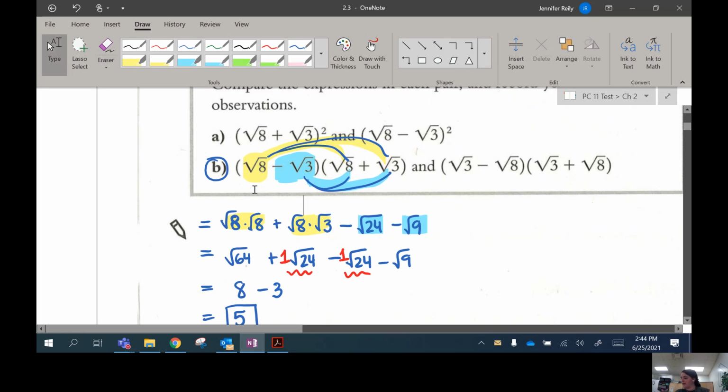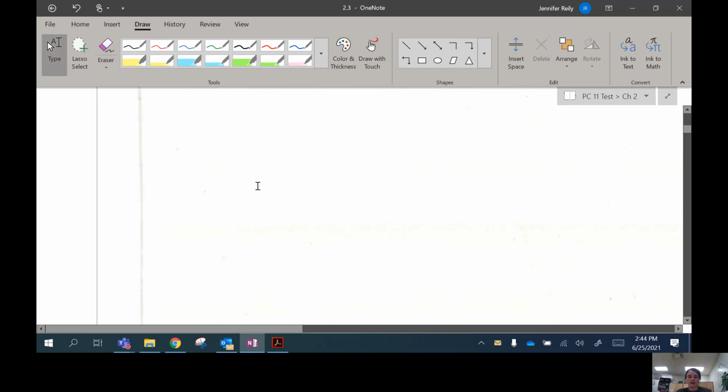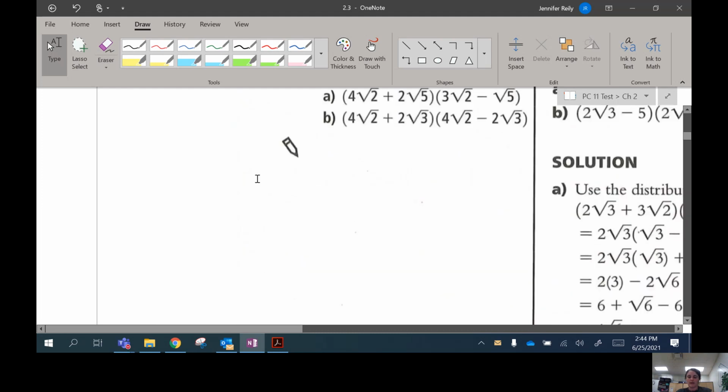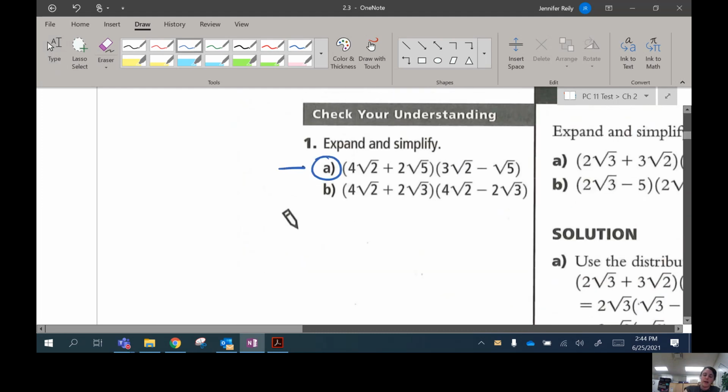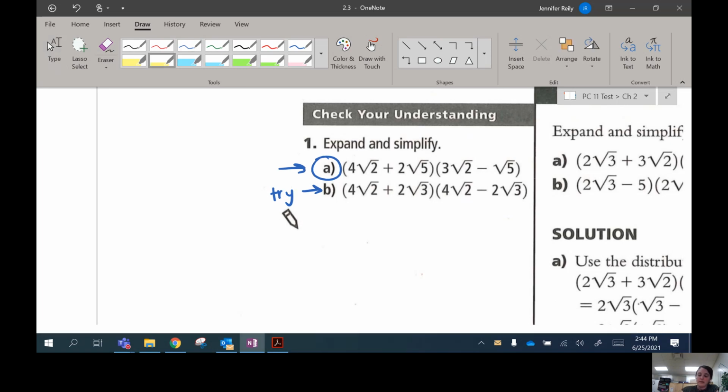And we'll see another example in the first check your understanding. Let's go to that now. So I'm going to do the first example, example A, and if you want to try example B afterwards and check your answer down below, you can. Okay, so let's use the same technique here.